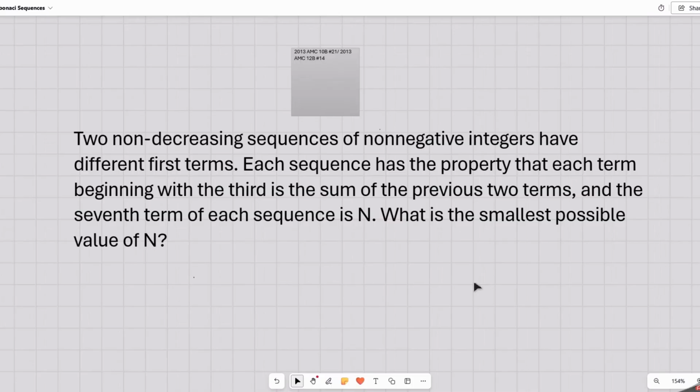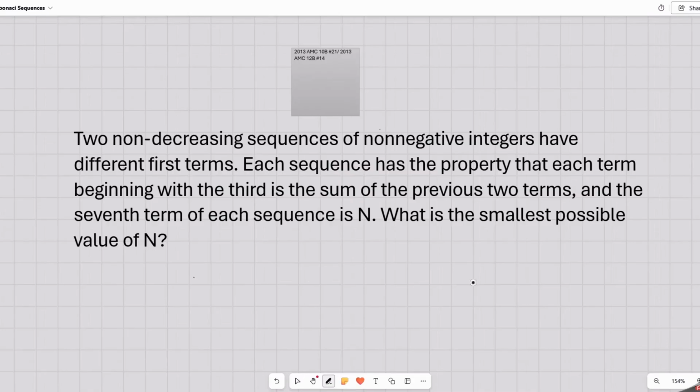Two non-decreasing sequences of non-negative integers have different first terms. Each sequence has the property that each term, beginning with the third, is the sum of the previous two terms, and the seventh term of each sequence is n. What is the smallest possible value of n? So let's break this down.